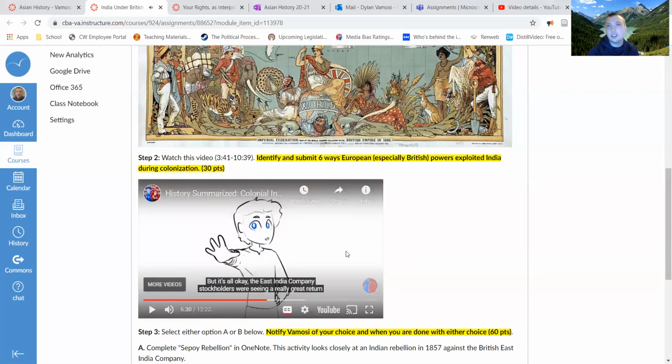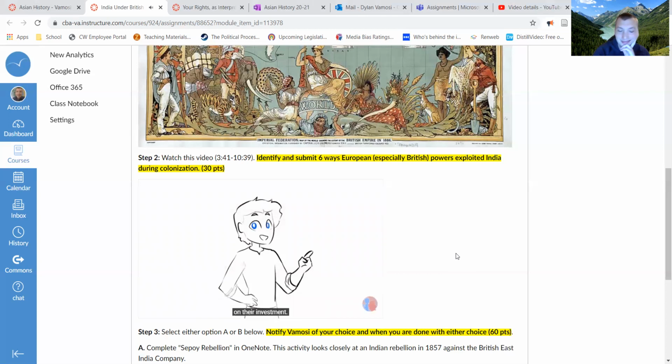But that's huge. That's kind of like the 19th century version of outsourcing, right? So they're seeing a lot of the people who would be benefiting from it, the Indians within India who would be profiting from it. A lot of that stuff is really being outsourced elsewhere. So it's not really going to the people of India. It's going to people who would benefit from the trade with Britain. Okay, the East India Company stockholders were seeing a really great return on their investment. So it's worth it. Priorities.